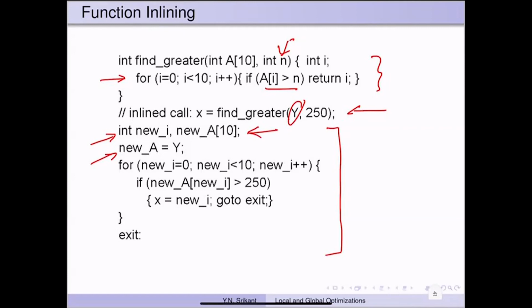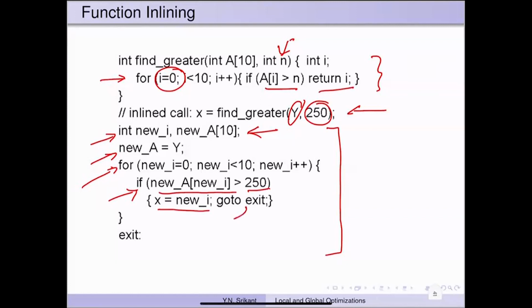And we look at new i equal to 0, new i less than, instead of the old i here, which was a local variable, now we have introduced a new variable called new i, so that there are no name clashes possible. And then we iterate. The loop remains the same. And this if condition also remains the same, but instead of a we use new a, and instead of i we use new i, and this is a constant, so we are using 250 as it is. And we assign x equal to new i instead of return i, which is correct, of course.